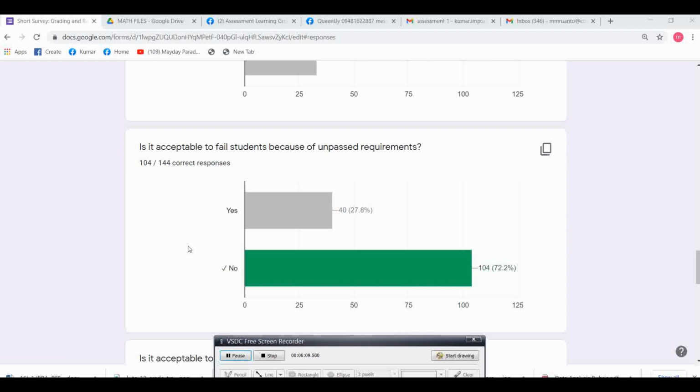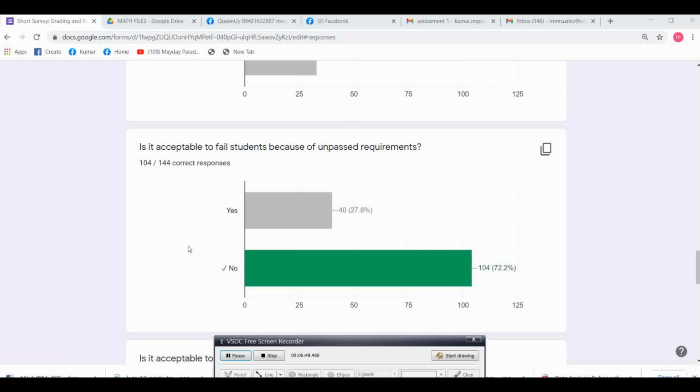Next one. Is it acceptable to fail students because of unpassed requirements? I guess the majority of them said no. It should be no. Again, grades must be based on their performance. So if they are unable to perform a task or unable to submit a requirement, you should allow them to submit.